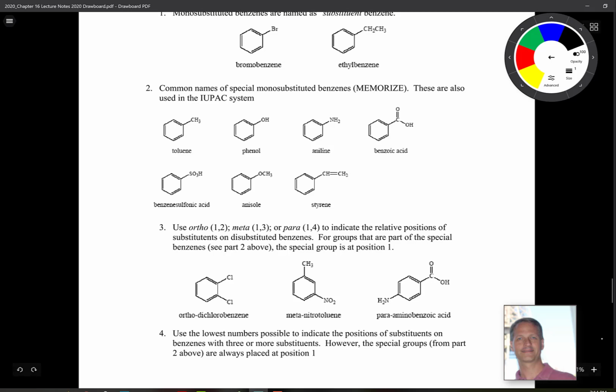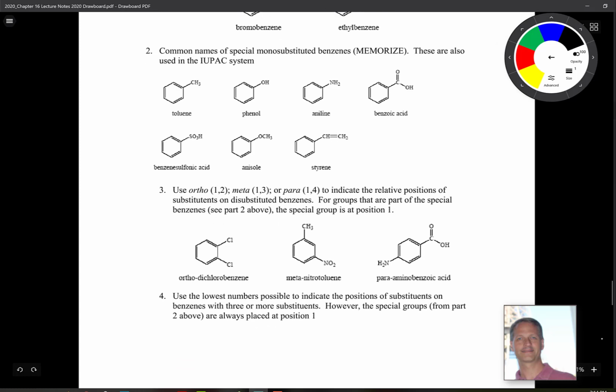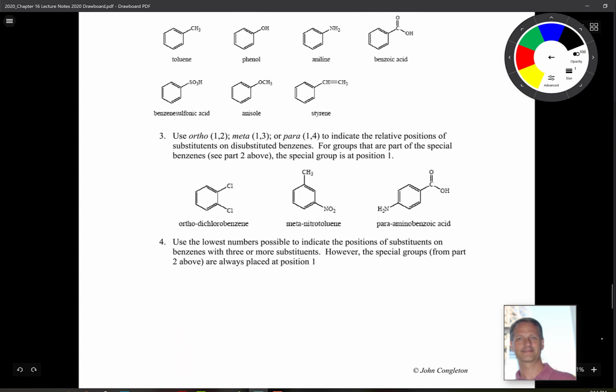So we've got toluene, phenol, aniline, benzoic acid, benzene sulfonic acid, anisole, and styrene. You may have heard styrene before in the word polystyrene. Those we need to commit to memory because sometimes that will be the parent of our compound.